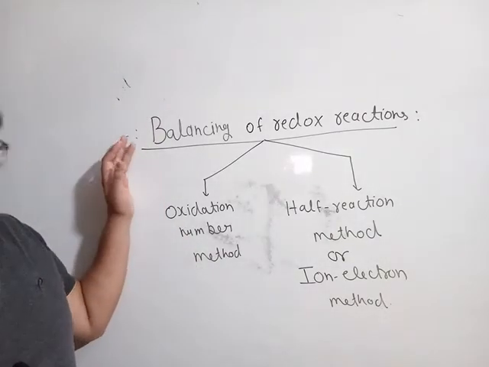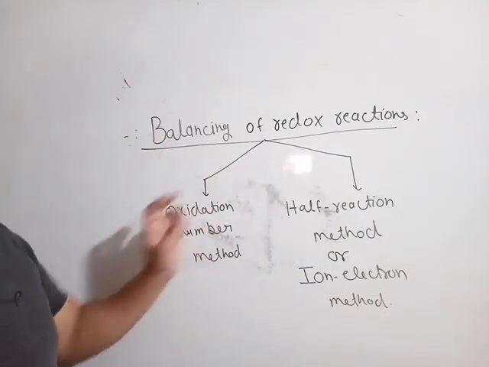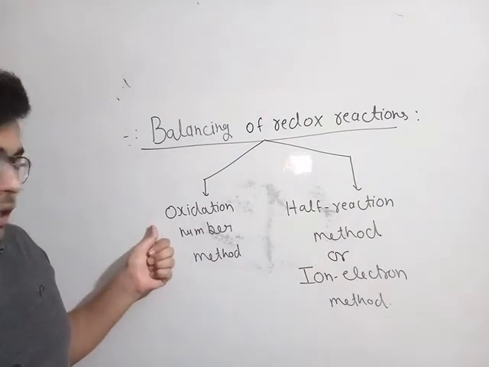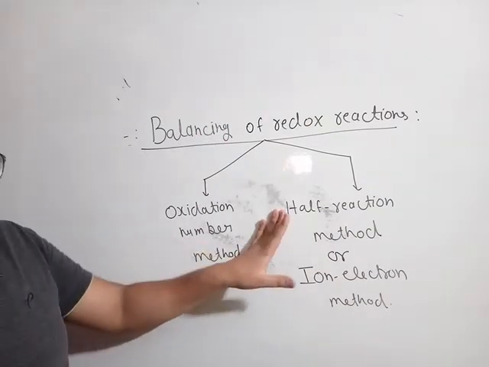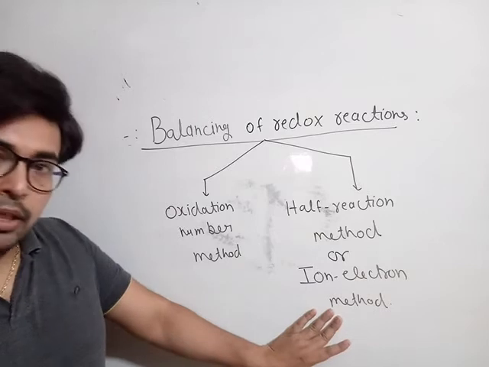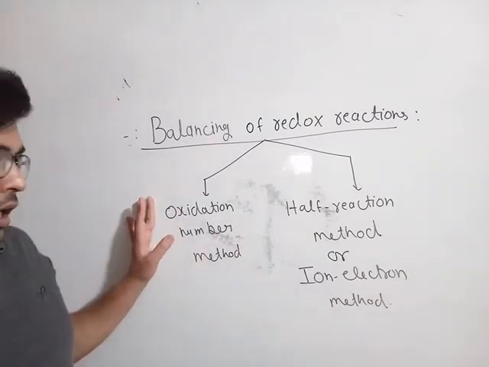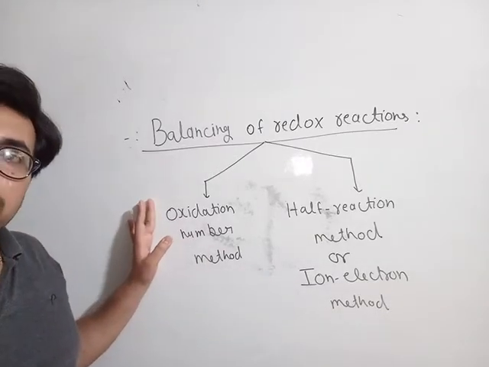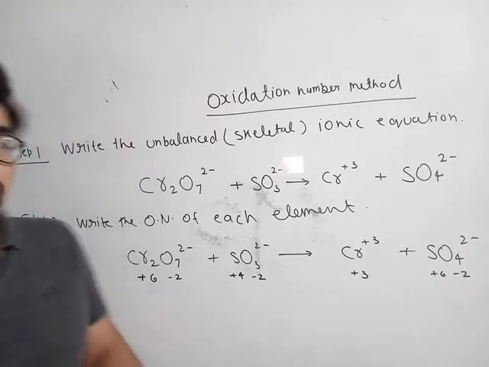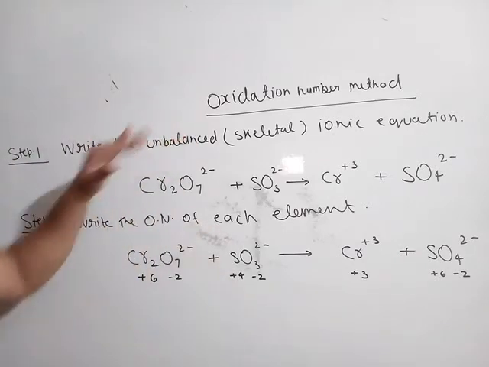Next topic is balancing of redox reactions. We have two methods here: the oxidation number method, and the second one is the half reaction method, or ion electron method. We'll first start with the oxidation number method. So what is the first step?